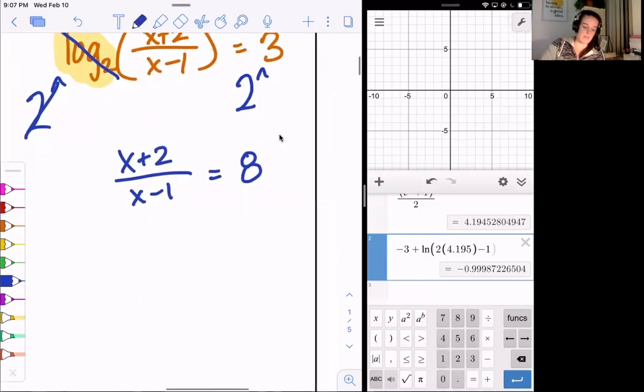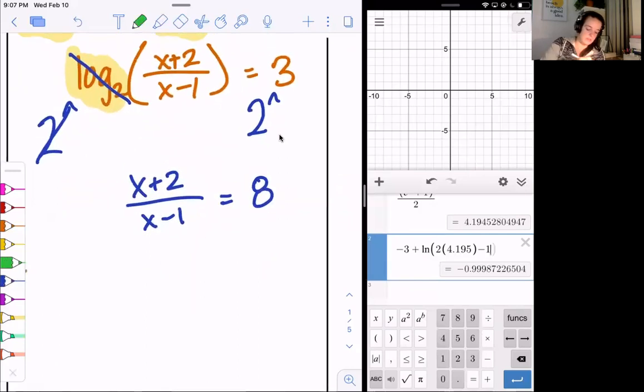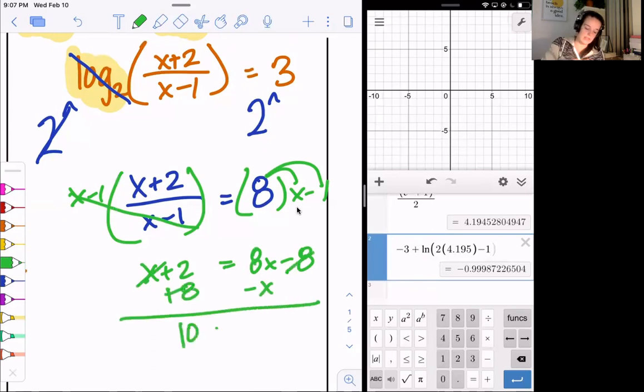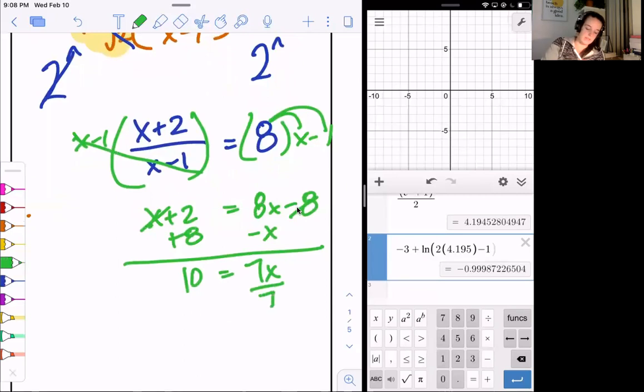And then from there, I'm just going to solve. So I'm going to multiply both sides by x minus 1. That leaves me with x plus 2 equals 8x minus 8. Don't forget to distribute, a common problem. Go ahead and subtract this x over there, add 8 over here. We get 10 equals 7x. Dividing by 7, we get 10 sevenths equals x.